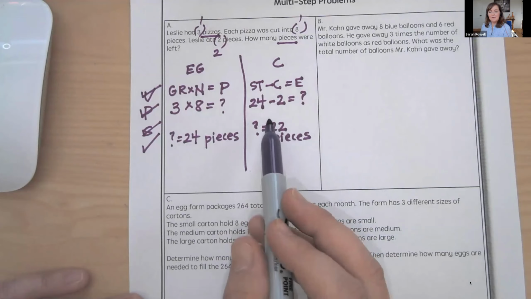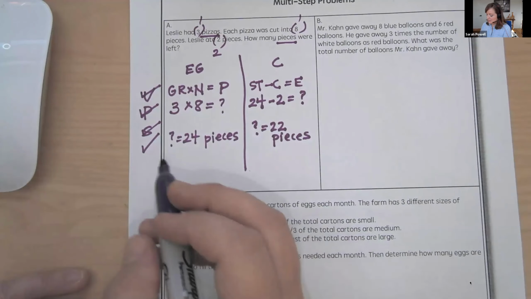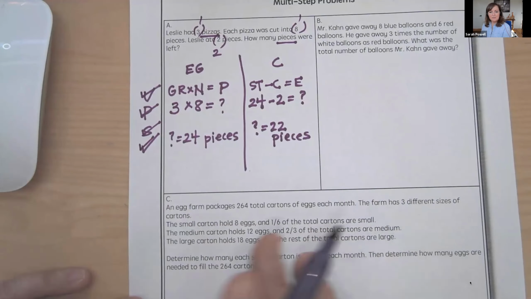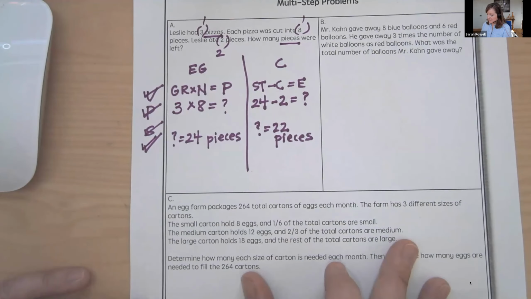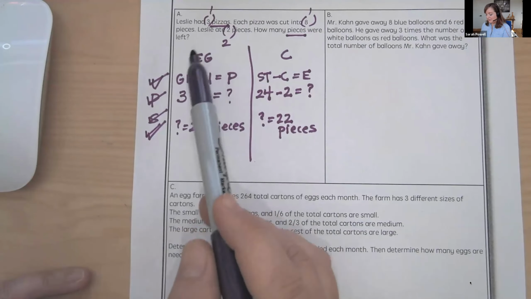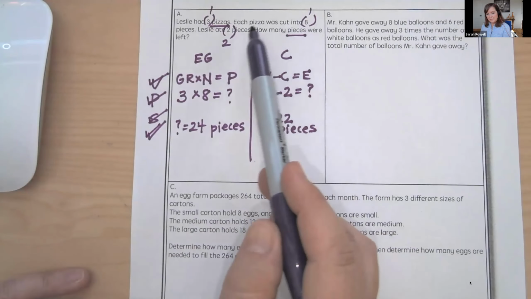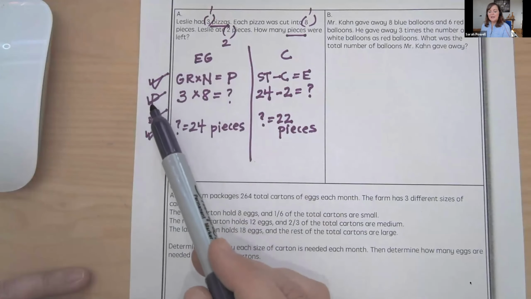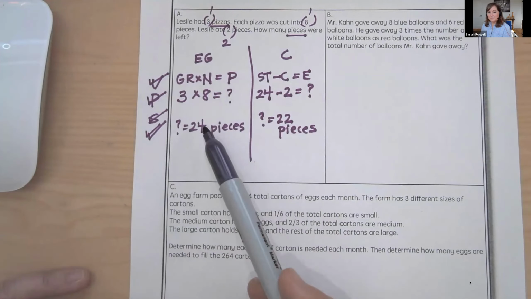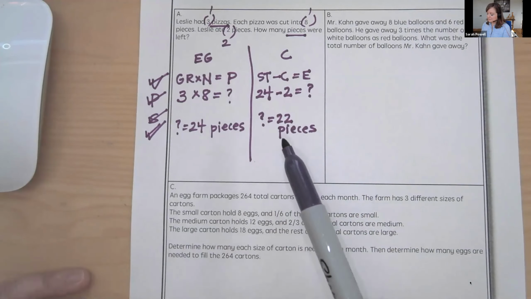22 is less than 24, 24 minus 2 is 22. So I've gone back to check my work for the reasonableness of the answer. So here you can see it's a little bit more of the understanding of the problem, and the planning is necessary to then focus on, well, first I have equal groups and then change.